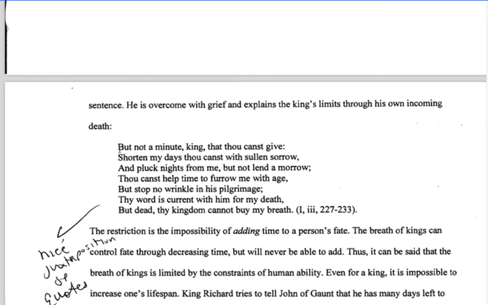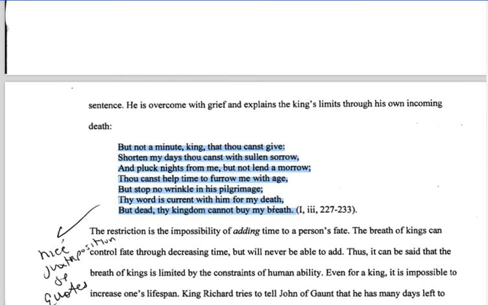But the juxtaposition of John of Gaunt's deathbed speech next to the previous breath of kings quote is important because of this: "But not a minute, king, that thou canst give. Shorten my days thou canst with sullen sorrow, and pluck nights from me, but not lend a morrow. Thou canst help time to furrow me with age, but stop no wrinkle in his pilgrimage. Thy word is current with him for my death, but dead, thy kingdom cannot buy my breath."